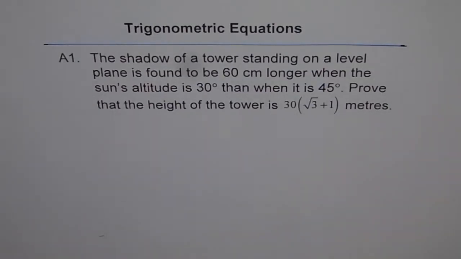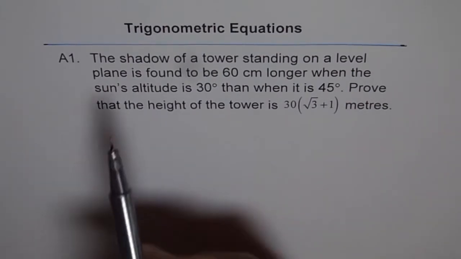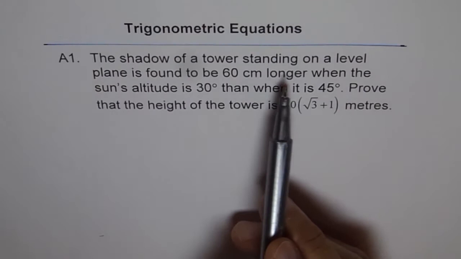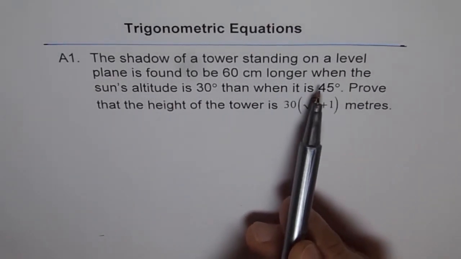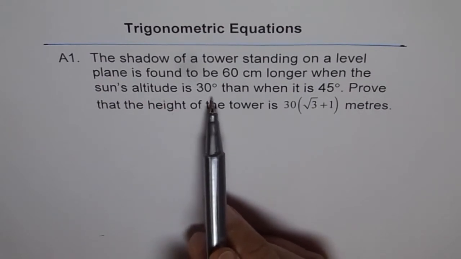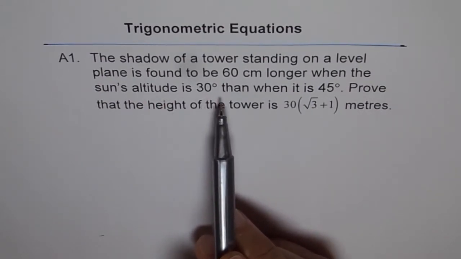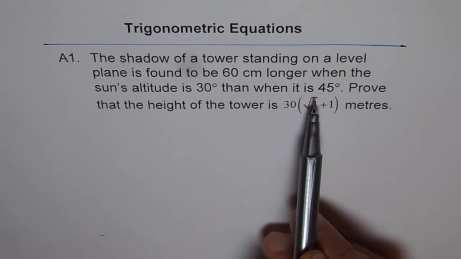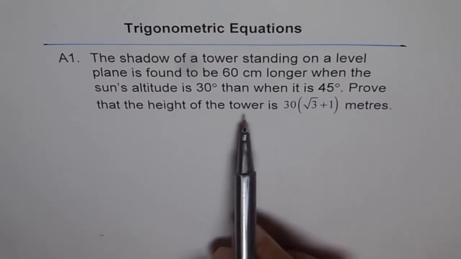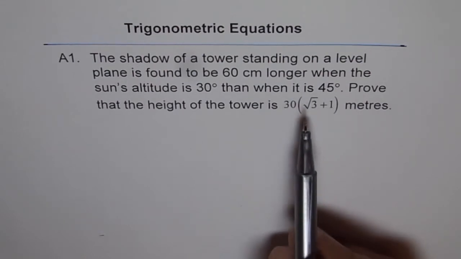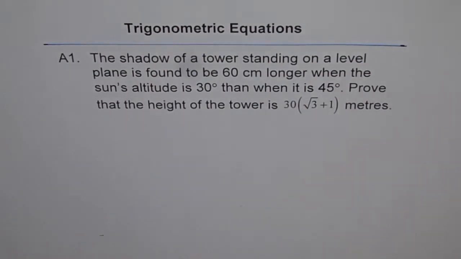Here is an application problem using trigonometric equations. Application problem A1. The shadow of a tower standing on a level plane is found to be 60 centimeters longer when the sun's altitude is 30 degrees than when it is 45 degrees. Prove that the height of the tower is 30 times (square root 3 plus 1) meters.